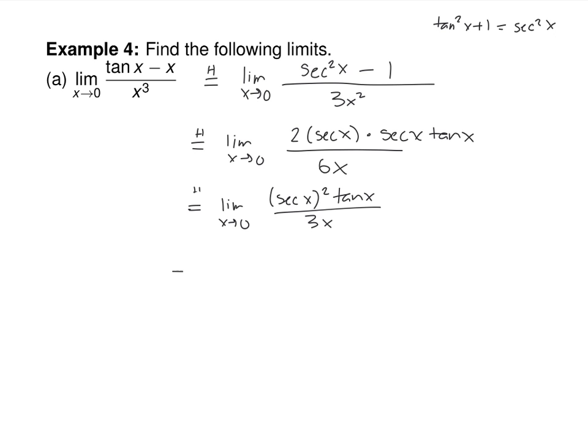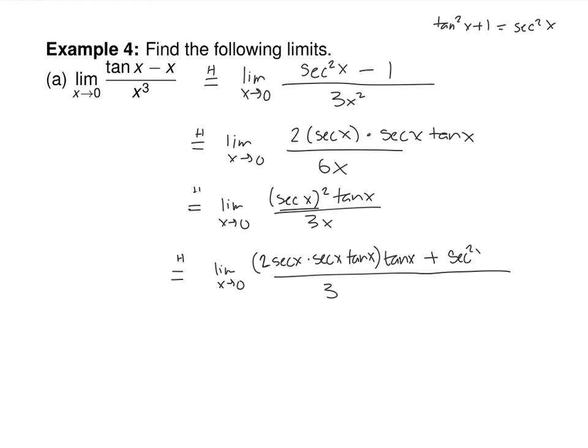This will be the last time we have to do it, because once you do it one more time, the denominator is going to become 3, which means it's not going to be 0 anymore. So what rules do you have to use to take the derivative of the numerator? Product and chain. So the derivative of secant squared will be 2 secant x times secant x tan x times the tan x plus secant squared x times secant squared x.